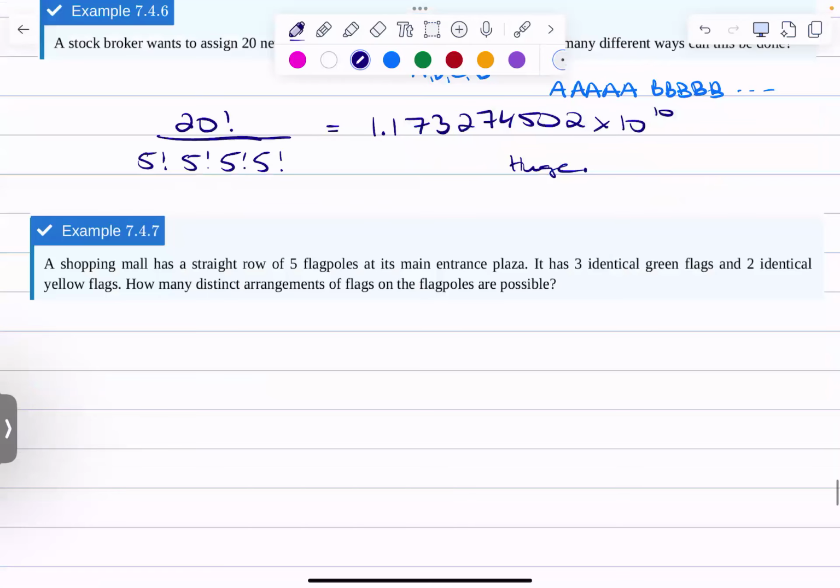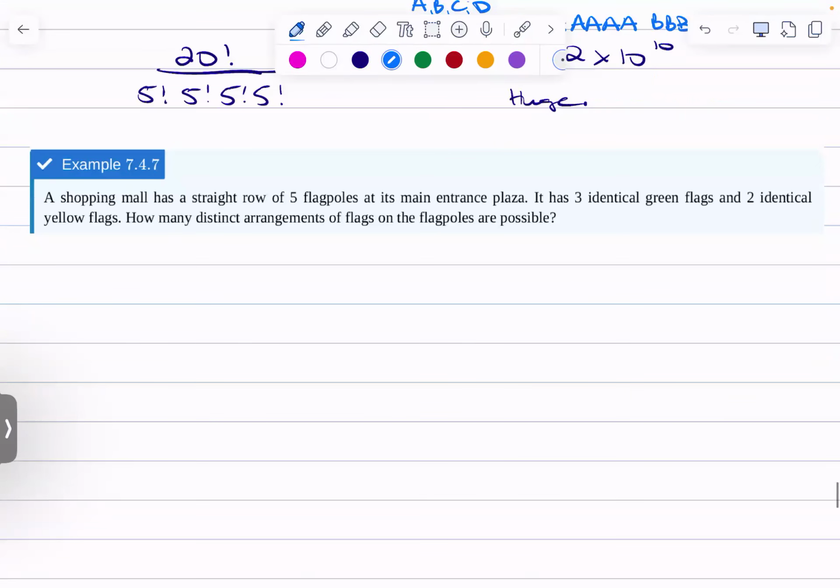Because there's a flagpole one on your assignment, let's do this one. A shopping mall has a straight row of 5 flagpoles at its main entrance plaza. It has 3 identical green flags and 2 identical yellow flags. Now we're back in kind of easy territory here. So we've got green, green, green, yellow, yellow. How many distinct arrangements of flags on the flagpoles are possible?